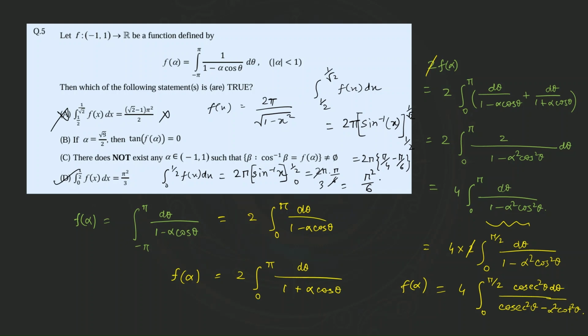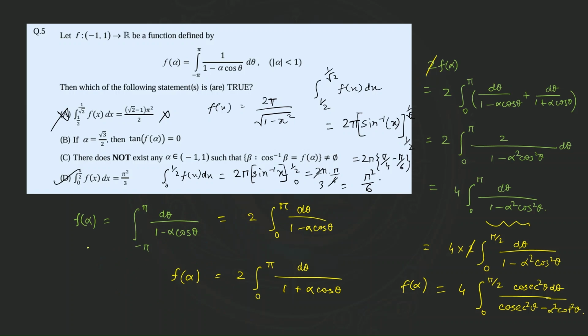B is saying if alpha is root 3 by 2, then tan of f alpha is 0. Okay. So if we have alpha equal to root 3 by 2, then f of alpha is 2 pi divided by under root 1 minus alpha square. So 1 minus 3 by 4 is 1 by 4, and under root of this will give us half. So it will be 4 pi, right? So tan of 4 pi is 0 because we know tan of any integral multiple of pi is always 0. So this option is again correct. So option B is correct.